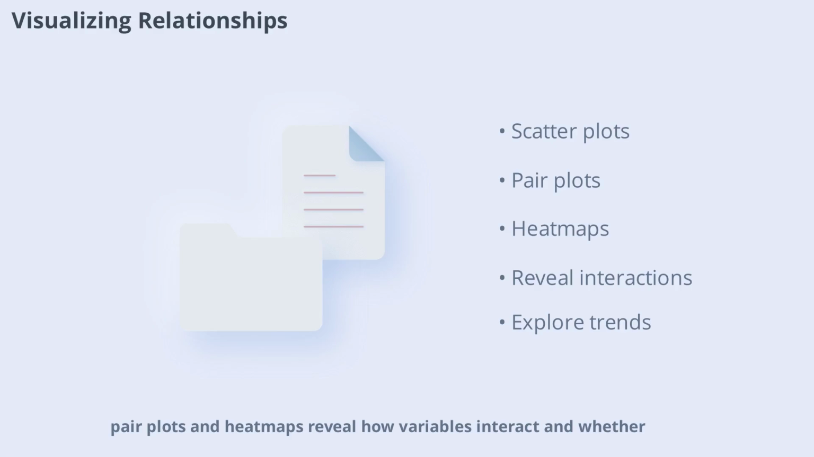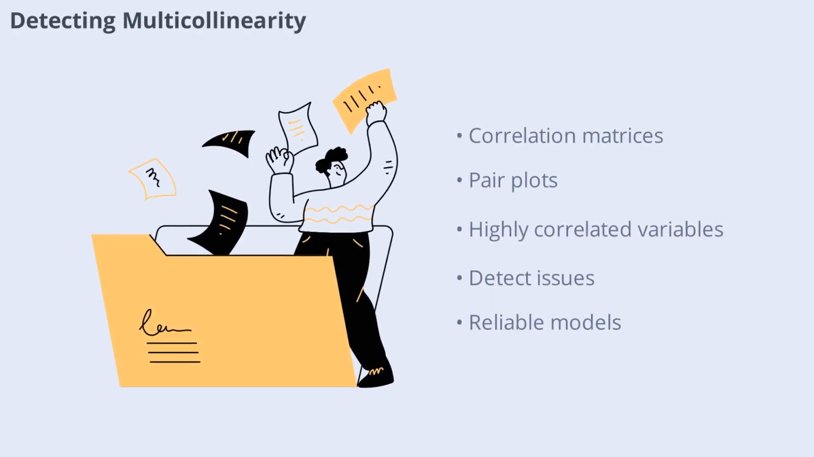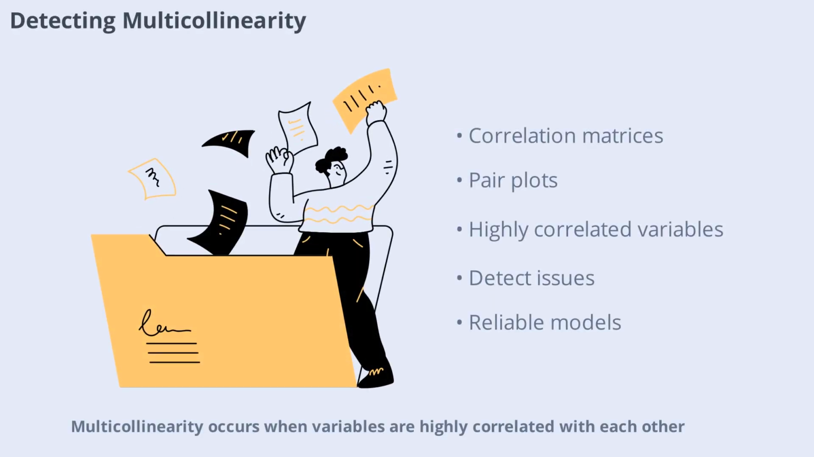Visualizing relationships between variables is a key EDA task. Scatter plots, pair plots, and heat maps reveal how variables interact and whether there are clusters or trends worth exploring further.